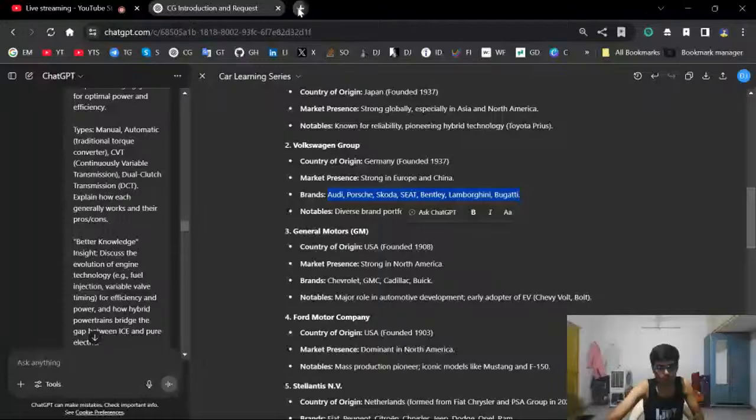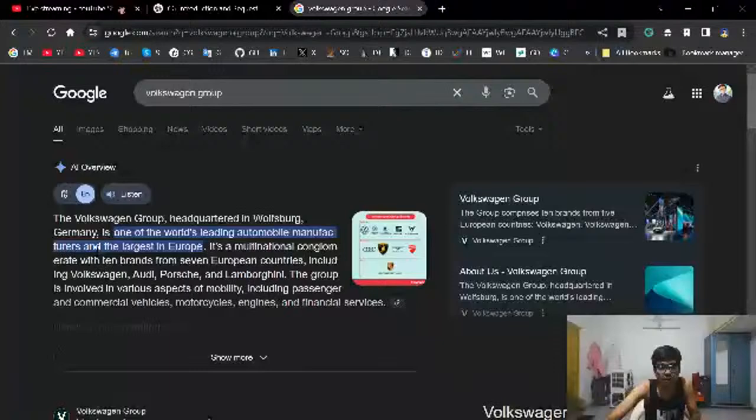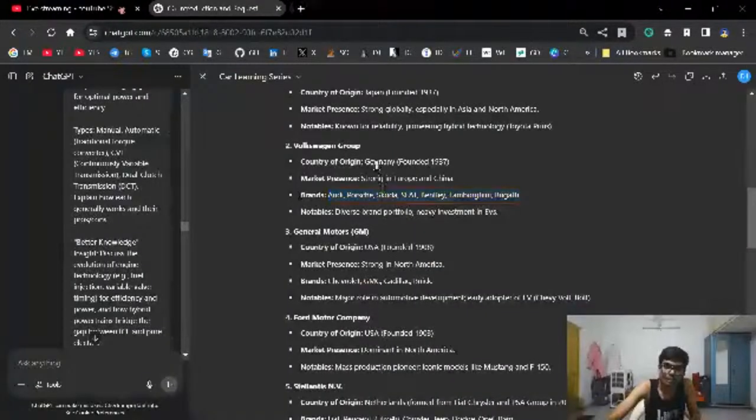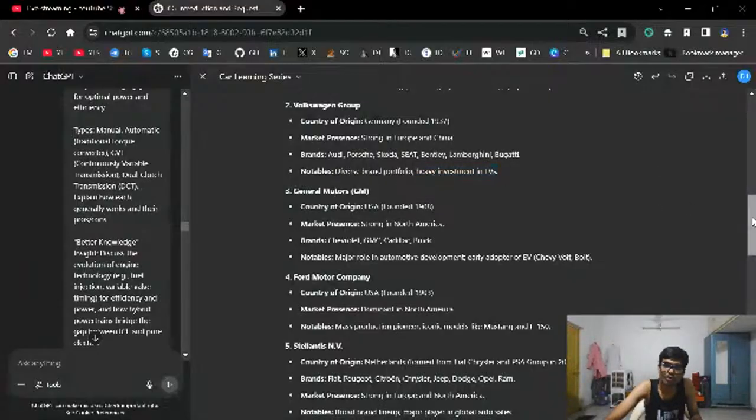See, a very huge group, the world's leading automobile group, largest in Europe. Yes, as it's coming from Germany, it's a part of Europe. Notable for a diverse brand portfolio and heavy investment in EVs. As they are investing in EVs, with diverse brand portfolios, we have lots of companies.